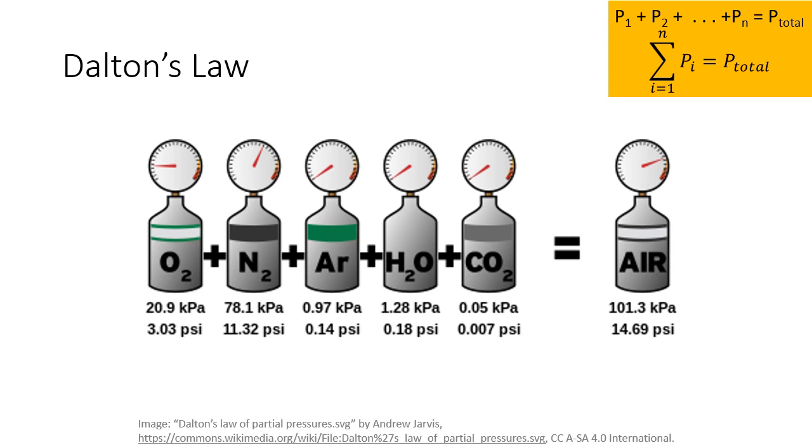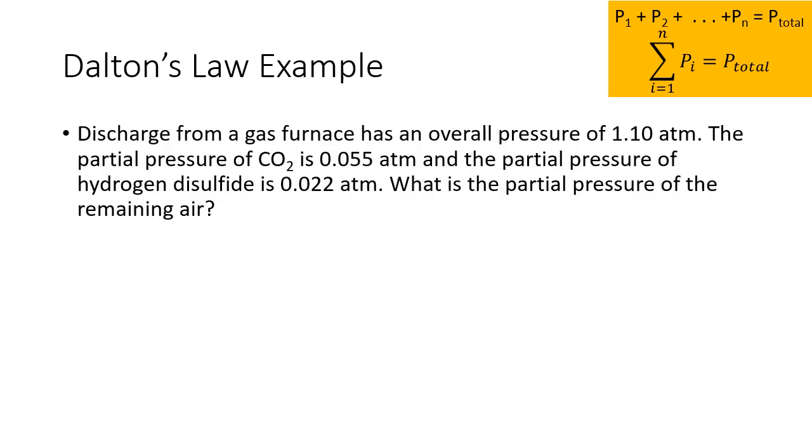So let's try a problem where we solve for a pressure using Dalton's law. Discharge from a gas furnace has an overall pressure of 1.1 atmospheres. The partial pressure of carbon dioxide is 0.055 atmospheres. The partial pressure of hydrogen disulfide is 0.022 atmospheres. What is the partial pressure of the remaining air?